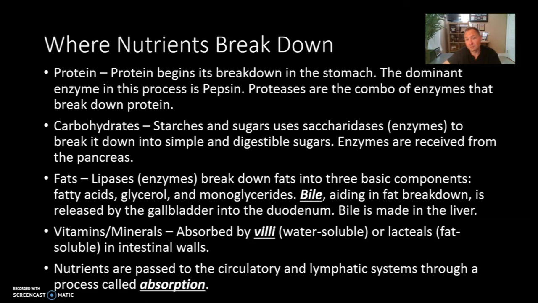Bile, which helps in fat breakdown, is released by the gallbladder into the duodenum. But before it gets put into the duodenum, bile is actually made in the liver. And then vitamins and minerals are absorbed by villi. The water-soluble vitamins, anyway, are absorbed in the villi, and then the lacteals absorb the fat-soluble ones in the intestinal walls. And then all nutrients pass through to the circulatory and lymphatic systems for use by all cells. All right, this is just called absorption.